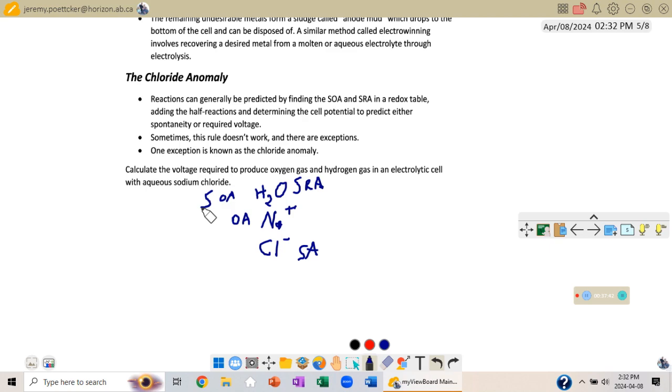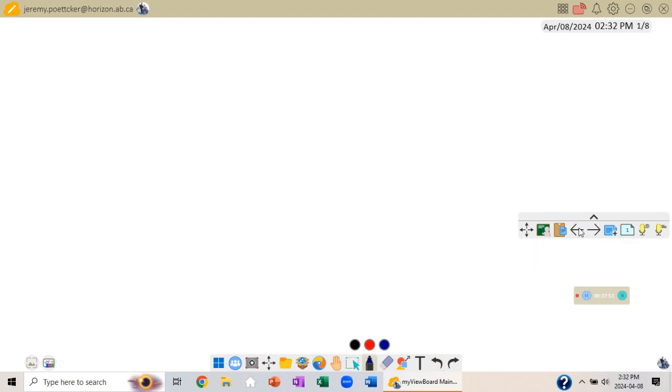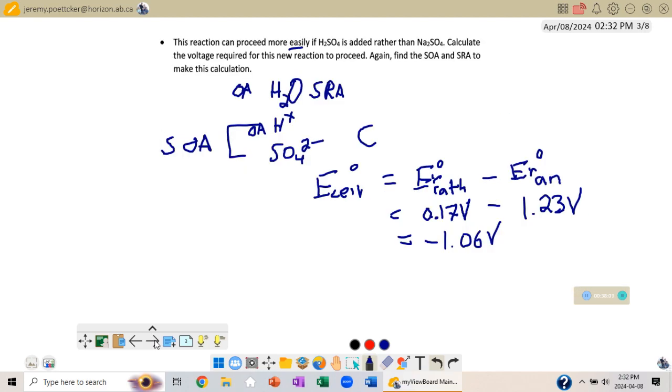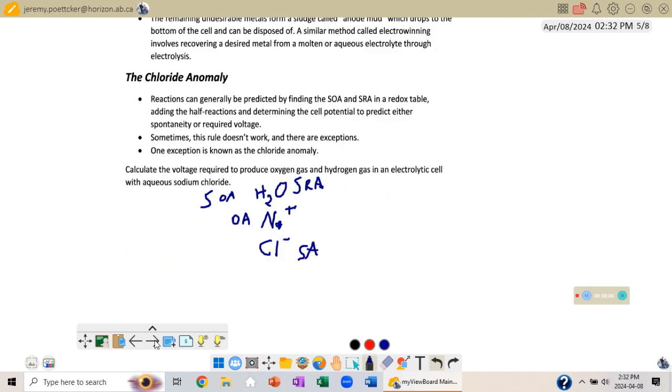And if this looks like something we've already done, you are correct, it is. I'm going to ask you to go back to your notes. I'll show you where. Right here. And I'd like you to calculate the minimum voltage to produce hydrogen gas and oxygen gas in an electrolytic cell using aqueous sodium chloride. All right, it should be negative 2.06. All right, that's the long and the short of it.